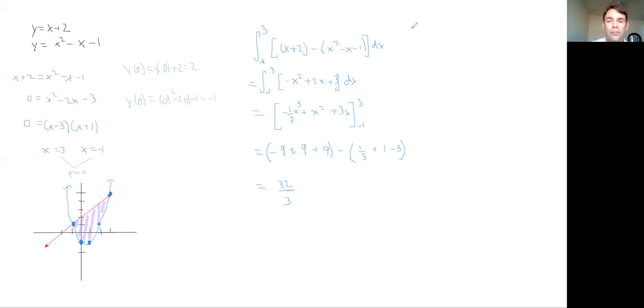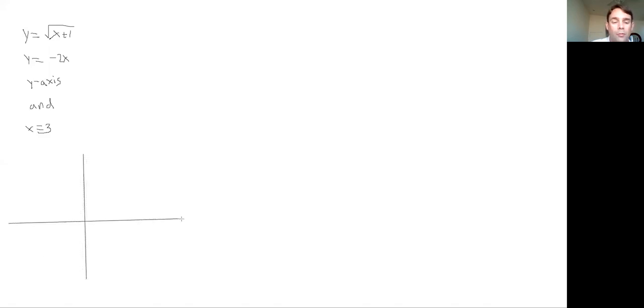All right, let's try another one here, friends. What if I give you this time the region bound between y equals the square root of x plus 1, y equals -2x, the y-axis, and x equals 3. So I give you a bunch of functions. Let's see if we can get an idea of what this graph looks like that we're talking about here. We'll go from there.